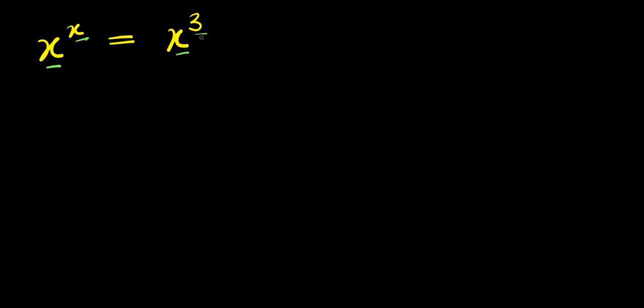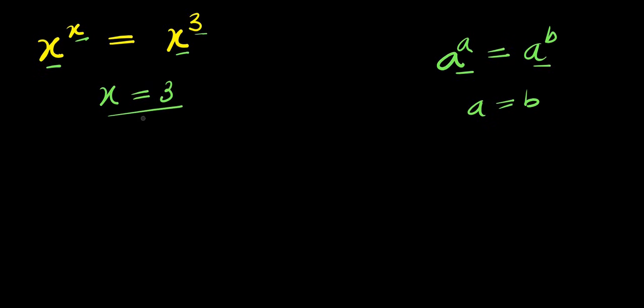Now consider this identity. If you have a to the power a equals a to the power b, since the bases are the same, we can have a equals b, right? So doing the same thing here, we can have x equals 3. Now this is just one of the solutions, but we have other solutions here. So let's solve it and find out all the solutions of x.